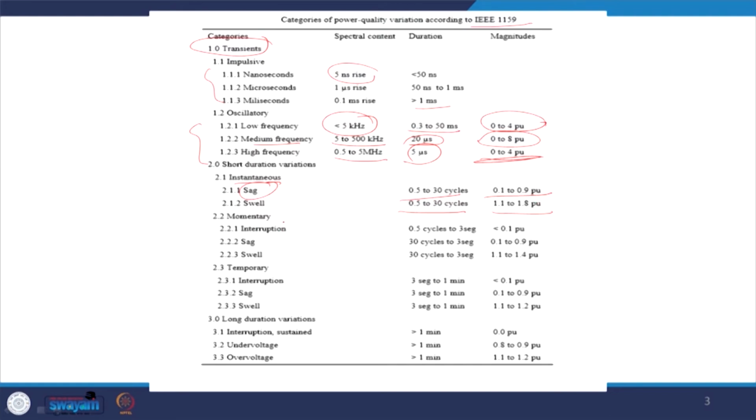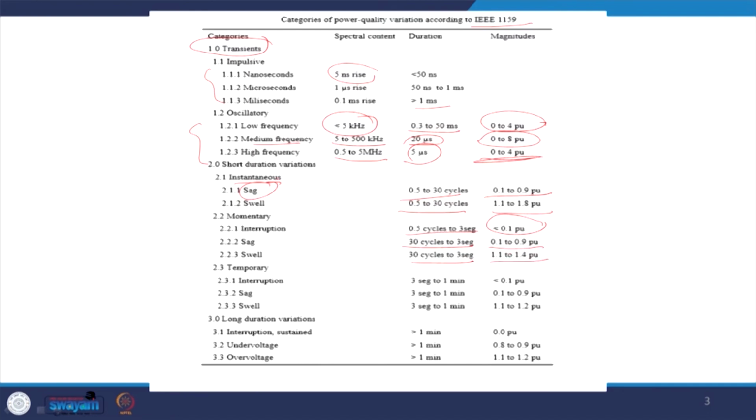Similarly, the cycle will be the same for a swell, 0.5 to 30 cycles, with magnitude 1.1 to 1.8. Thereafter you may have momentary phenomena, interruptions, 0.5 cycle through 3 seconds, where power is almost off, less than 0.1. Similarly, SAG for 30 cycles to 3 seconds, and swells for long duration, 30 cycles to 3 seconds, 1.1 to 1.4 per unit.